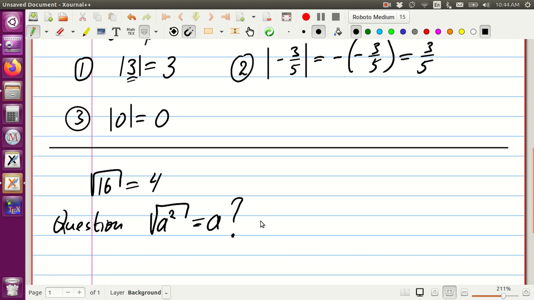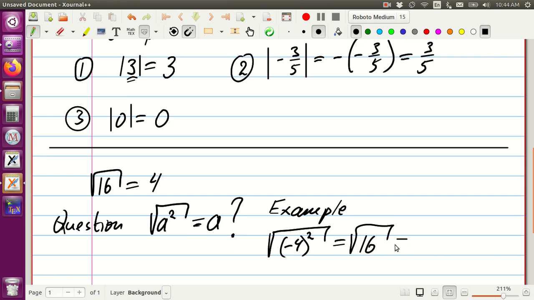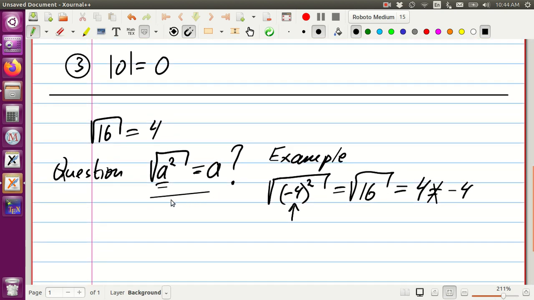So let's try to look at a small example inside of this example. What would be the square root of negative 4 squared? Negative 4 squared is 16. So we write square root of 16, and square root of 16 is equal to 4. But look, our original number a was negative 4, and 4 definitely is not equal to negative 4. So going back to this question, how can we fix this?